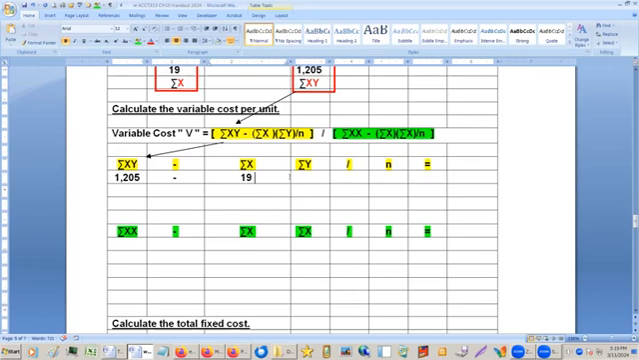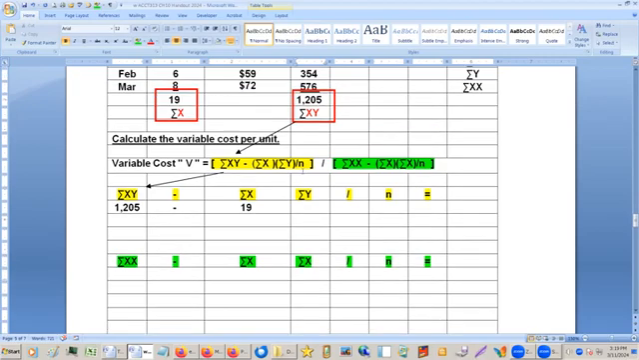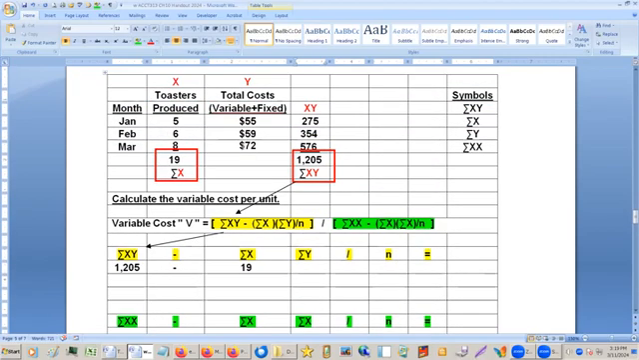So it's going to be 19. Now we're going to multiply 19 times the summation of y. So we're going to do the summation of y next. Just adding it up.